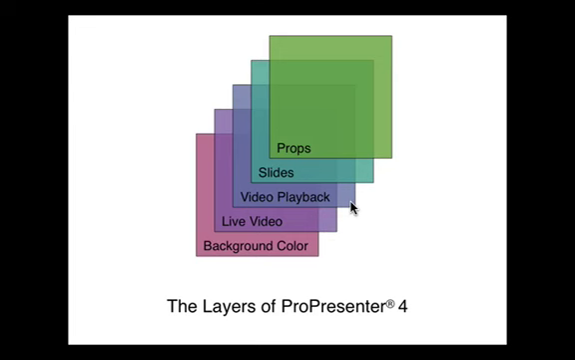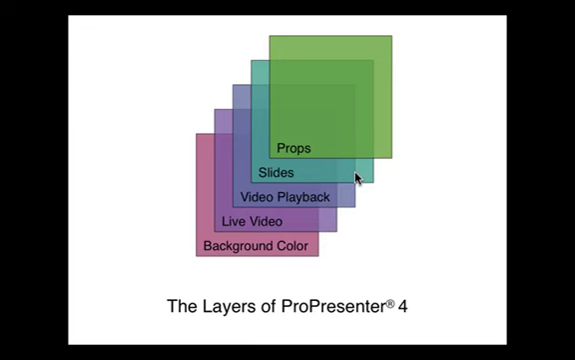Sitting on top of that is our video playback layer. So any video that you're actually playing back full screen is going to be played in this video playback layer. The great thing is that if you have a video that has an alpha channel as part of it, you would be able to see through this video playback layer and see the live video feed underneath, if you're using this live video function.